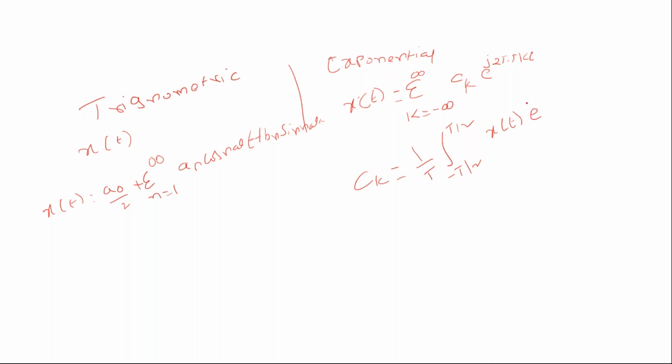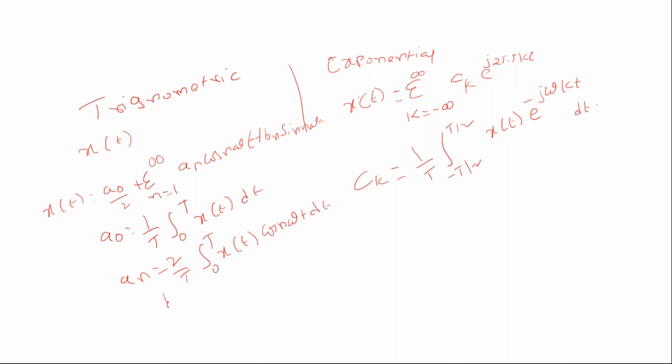Now to calculate a naught, an and bn, we need to use a naught equal to 1 by T integral 0 to T x of t dt, and an you can write as 2 by T integral 0 to T x of t cos n omega t dt, and bn you can write as 2 by T integral 0 to T x of t sin n omega t dt.